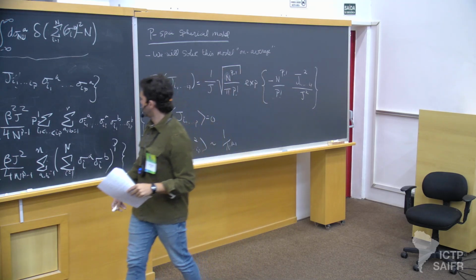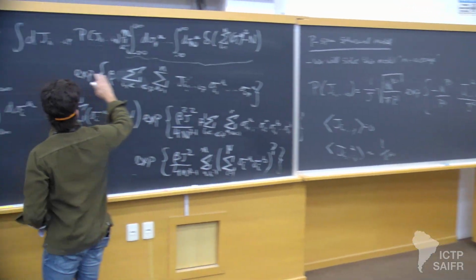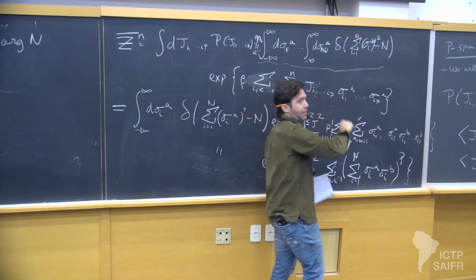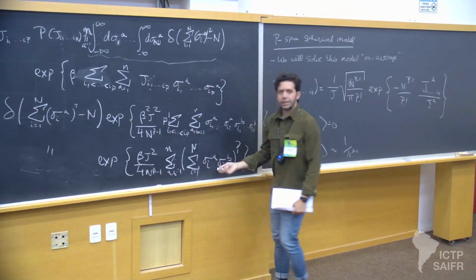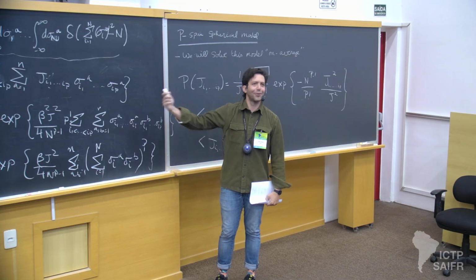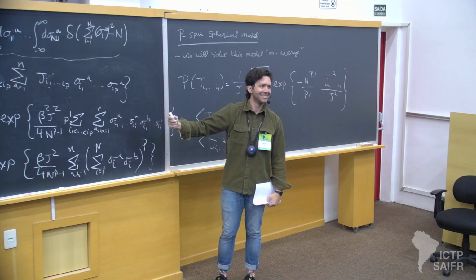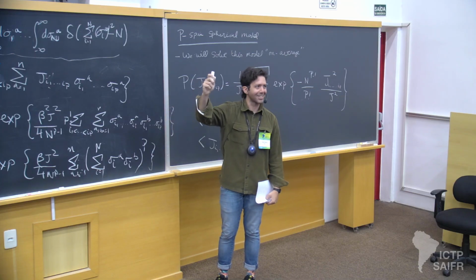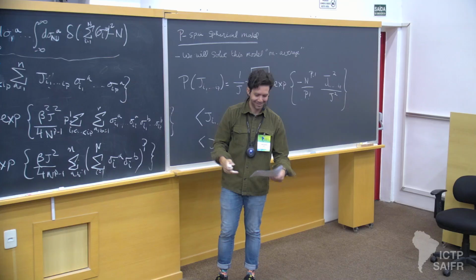And now I need to integrate over the sigmas. And this is clearly still not Gaussian. I still don't know how to do it. The only thing that we know how to do in theoretical physics is Gaussian integrals. So we need to figure out how to make this a Gaussian integral. Okay? So that's our next task. Make this a Gaussian integral.